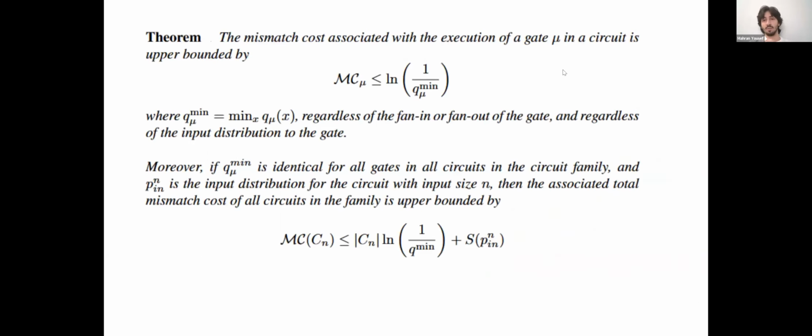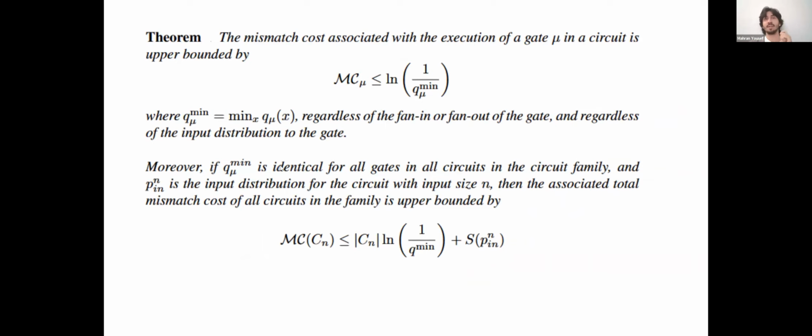And here we will show this. Right. Here we would show a theorem we have proved about the upper bound of the mismatch cost. So we would see that the mismatch cost of running one gate is always upper bounded by the logarithm of 1 over the smallest probability in its prior.